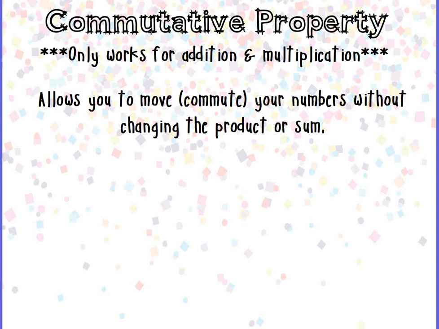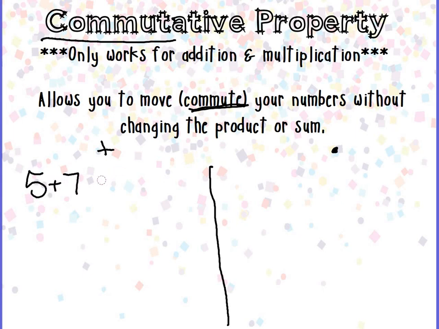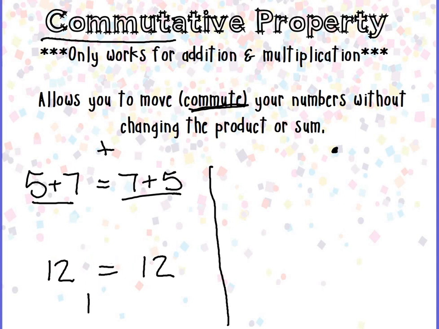Alright, so first you have the commutative property. Again, it only works for addition and multiplication, so I'm going to split it here and have an addition example and a multiplication example. Okay, and it allows you to move or commute, hence commutative, your numbers without changing the product or sum. So for example, if I have 5 plus 7, I can use the commutative property and move those numbers around to say 7 plus 5. So now here's an expression, and here's an expression, and they are both equivalent to one another. Because if I evaluate them, I get 12, and I get 12, making this statement true.